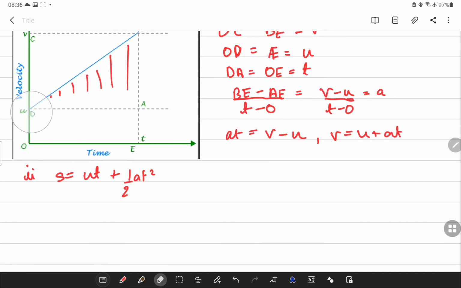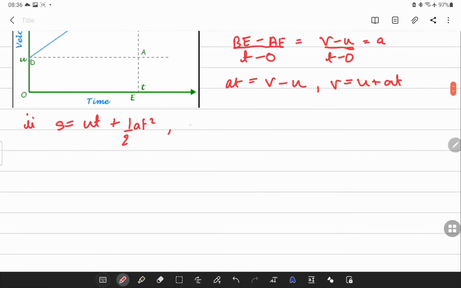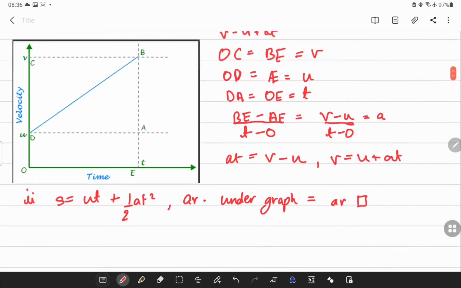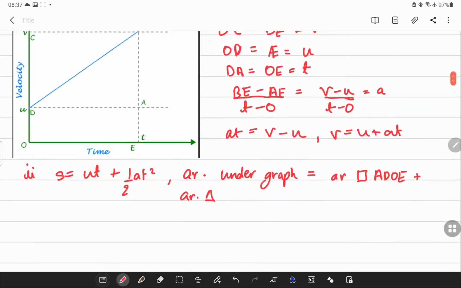Now the thing is, how to find this area? Area under graph is equal to area of rectangle ADOE plus area of triangle DAB.